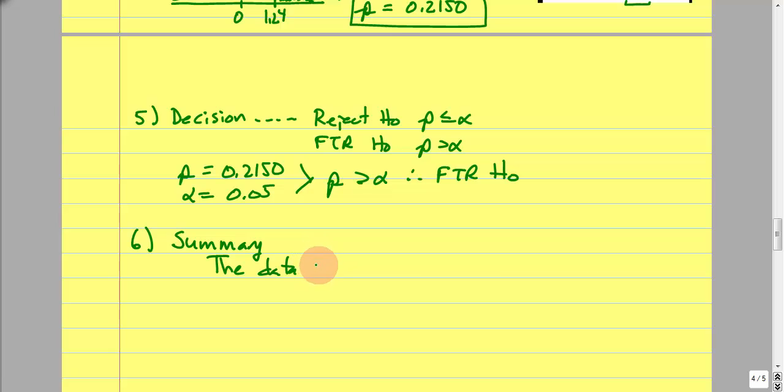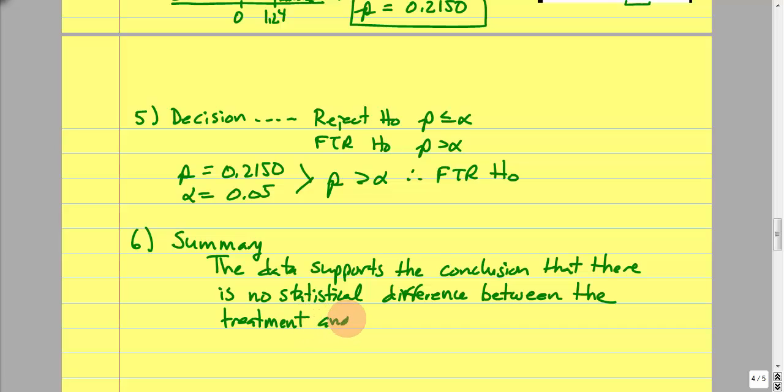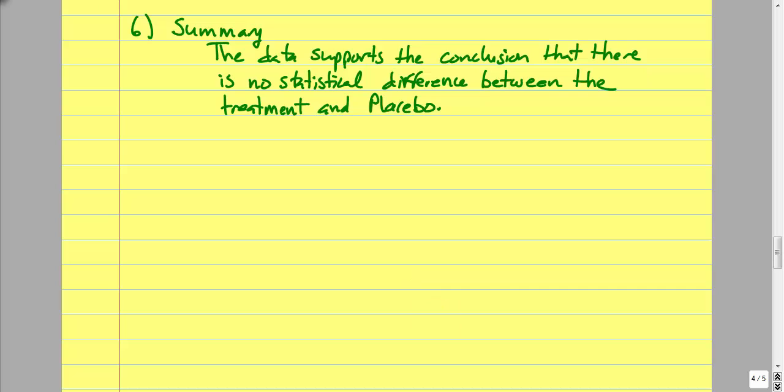The data supports the conclusion that there is no difference, and I should say no statistical difference, between the treatment and the placebo. Okay, now that's using the p-value approach. Now let's also do the same problem, but we're going to calculate a confidence interval. So same problem, confidence interval.